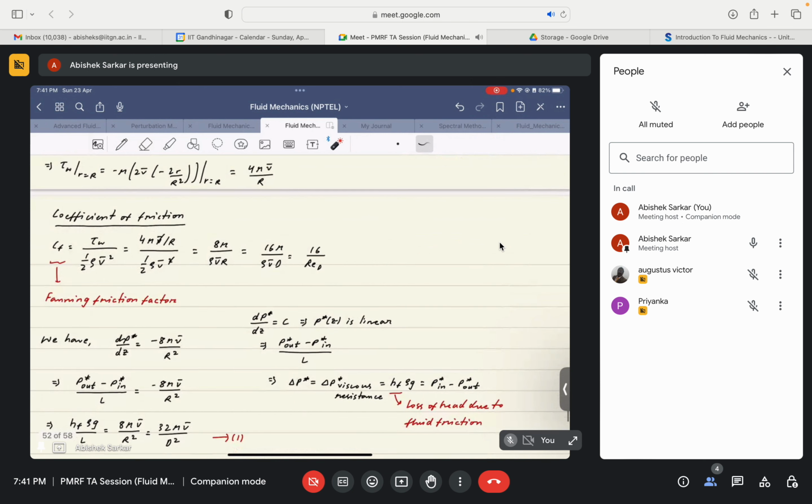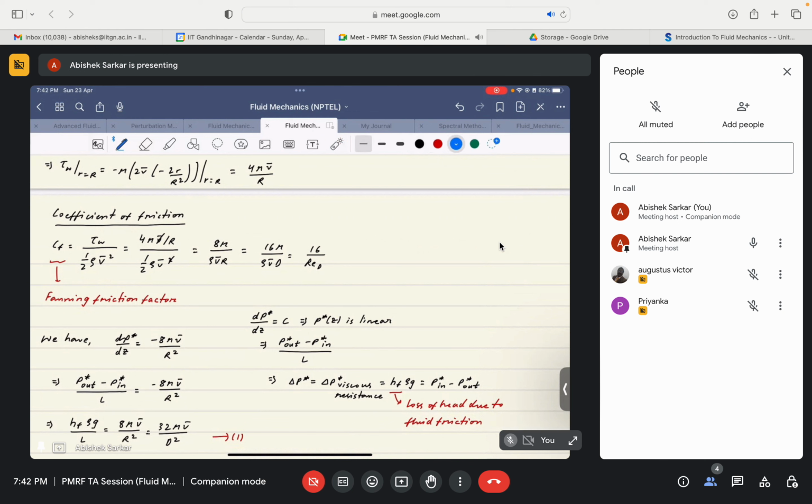The coefficient of friction is again obtained by dividing the shear stress by half rho V square. By substituting this, we get that Cf, this coefficient of friction, varies as 16 by Re_D, where Re_D is the Reynolds number based on the diameter of the pipe, rho V average D by mu.